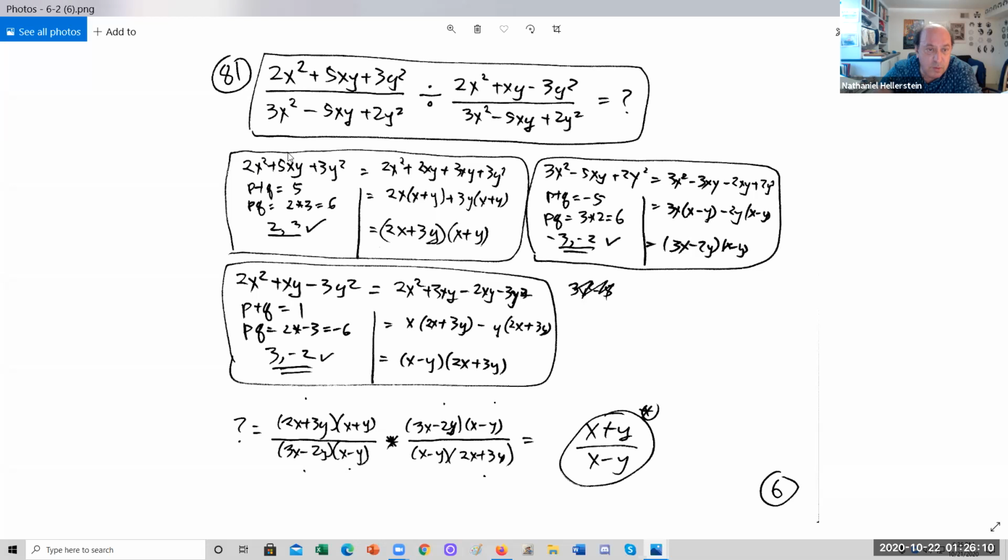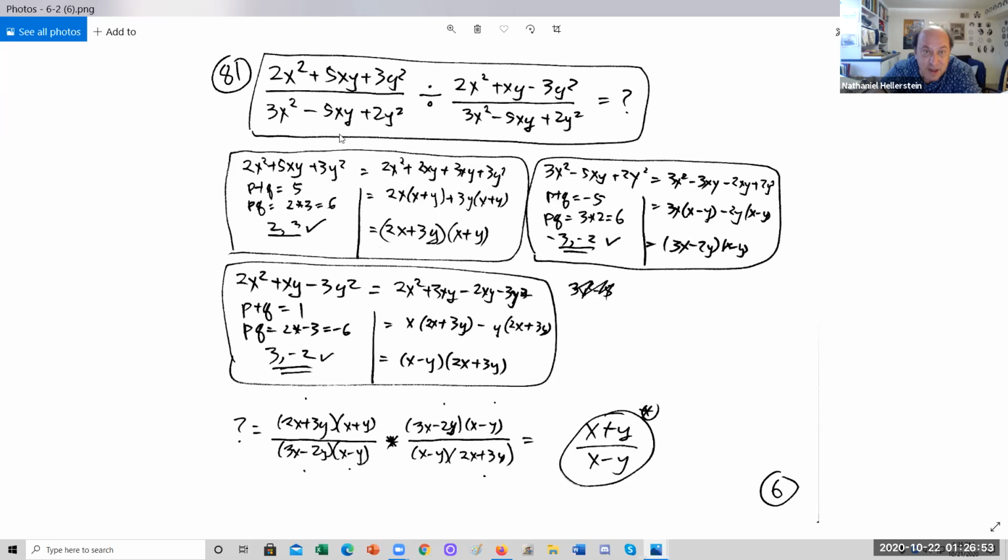Here we go. We need two numbers p and q, which add to 5 and multiply to 2 times 3, which is 6. 2 and 3 do the job. We break 5xy into 2xy plus 3xy. And after the usual AC method, we get 2x plus 3y times x plus y, which we put here. Now 3x squared minus 5xy plus 2y squared. P and q must add to -5. Their product is 3 times 2, which is 6. -3 and -2 work. So this minus 5xy becomes minus 3xy minus 2xy. After some factoring, we put 3x minus 2y times x minus y right here.